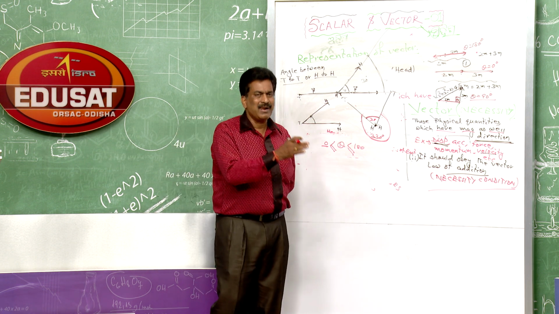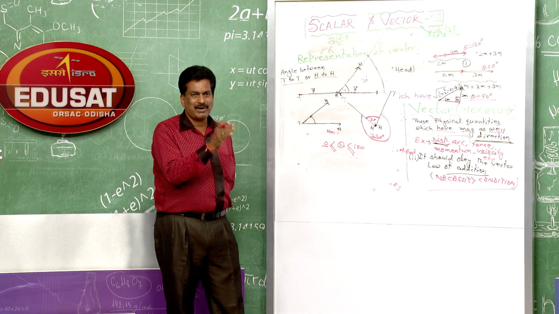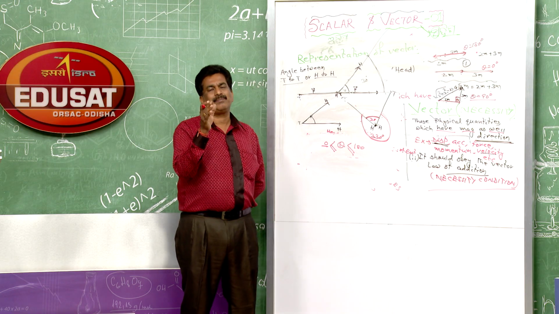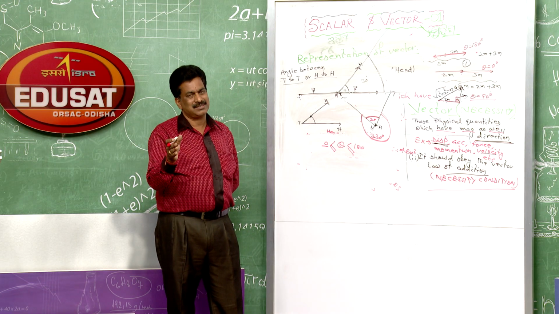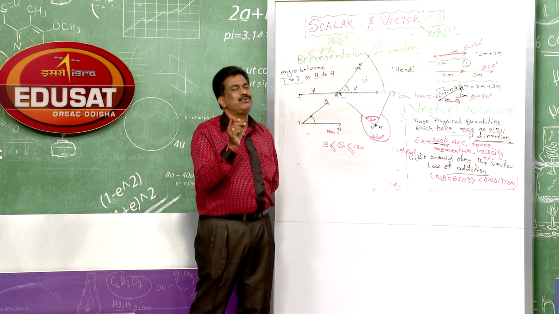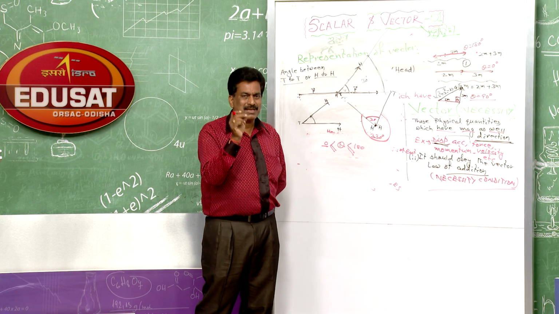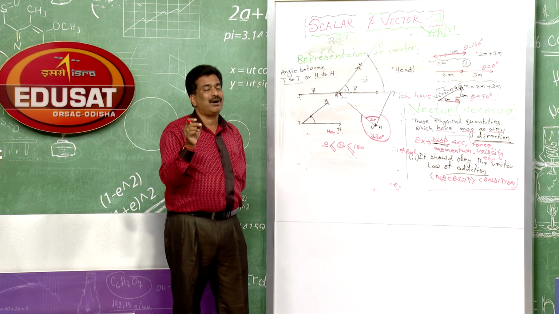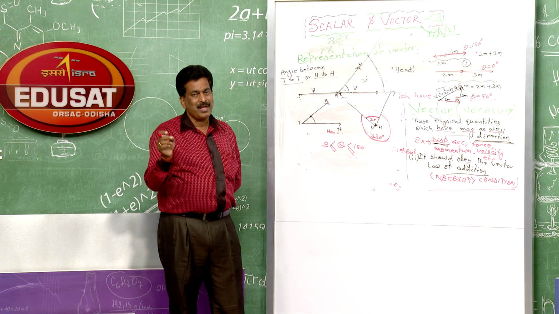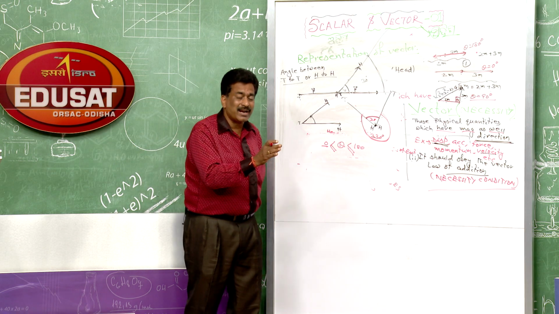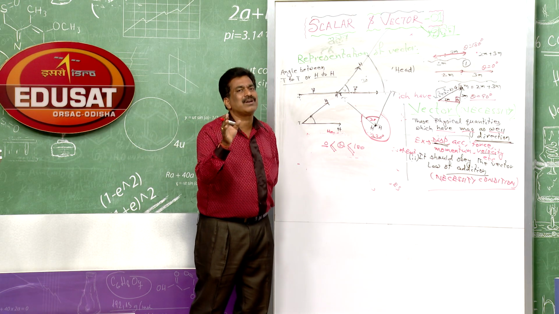What is the scalar? What is the vector? As we know earlier, scalar is only magnitude, vector has magnitude as well as direction. But the new thing we came to know today is that vectors must satisfy the vector law of addition. But scalars will satisfy the general addition of algebra.